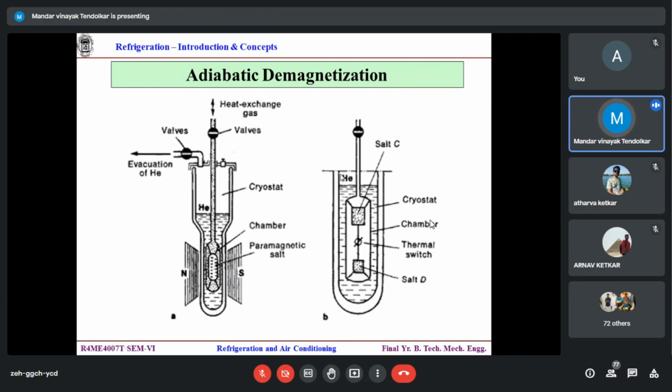So this is how you generate a temperature even lower than liquid helium, 4.2 K, 3.2 K, whatever, depending on the isotope. And depending on the strength of the magnetic field and the strength of the paramagnetic salts, you can reach a temperature as close as possible to absolute zero. So this is that particular technique.